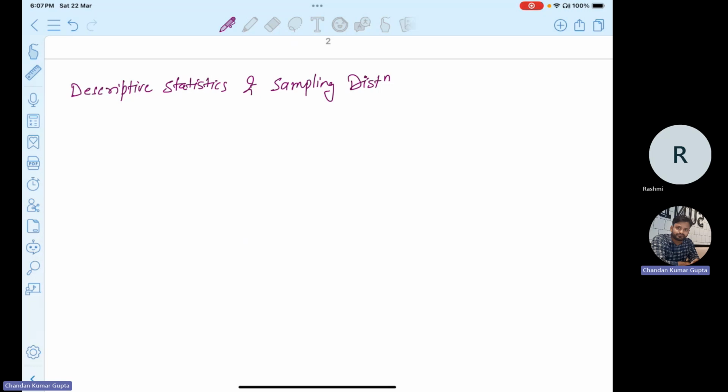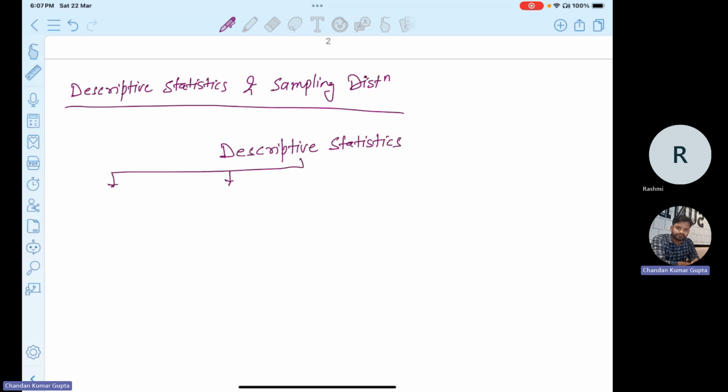So let's start the lecture. The first topic is descriptive statistics. We are mainly going to discuss it in four parts. The first one is measure of central tendency.